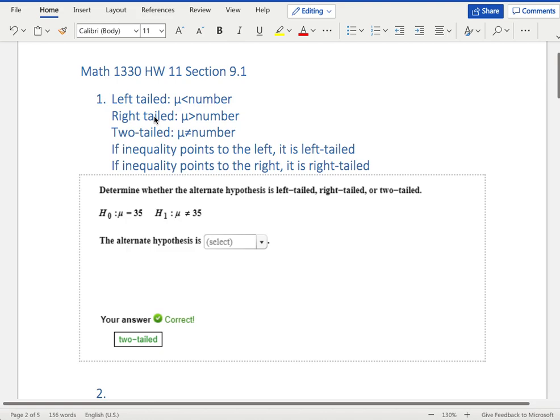And the way I've learned to remember left-tailed from right-tailed is to look at the greater than or less than symbol as being an arrow. If the arrow is pointing to the left, it's left-tailed. If the arrow is pointing to the right, then it's right-tailed.